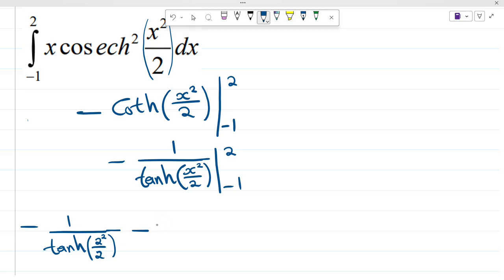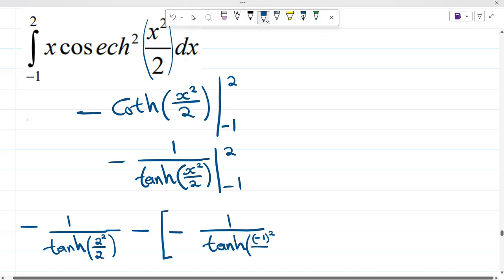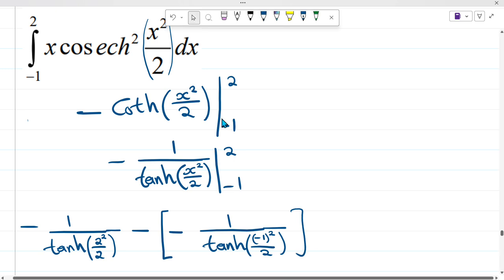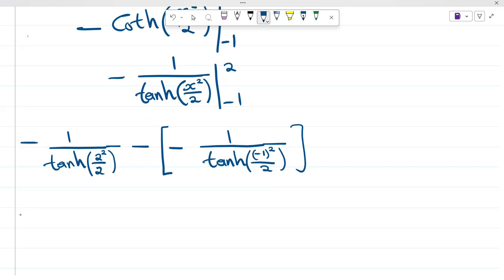minus again. So it's going to be minus what? Minus 1 over hyperbolic tan of -1 squared over 2. Then you close, of course. Then now we try to find the answer from there. So let's see when you press the calculator. I'm pressing right now on my calculator.